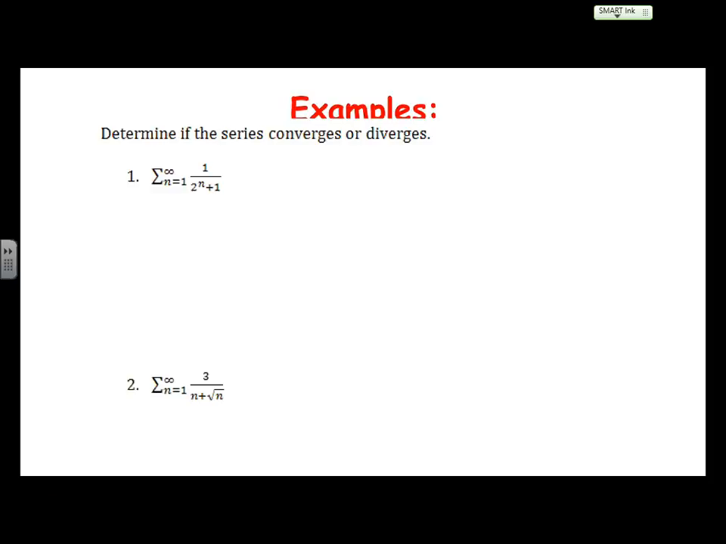Let's go through all 4 of our tests that we have so far. So, what's the very first test we should usually try? Because if it works, we can quickly stop. Nth term. However, we struggle. What's the limit as n goes to infinity of this? 0. That doesn't work. We know nothing.